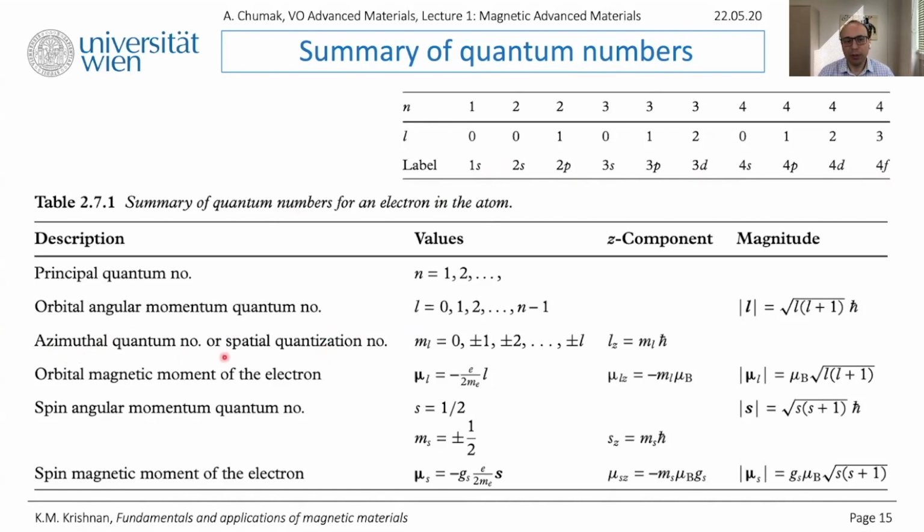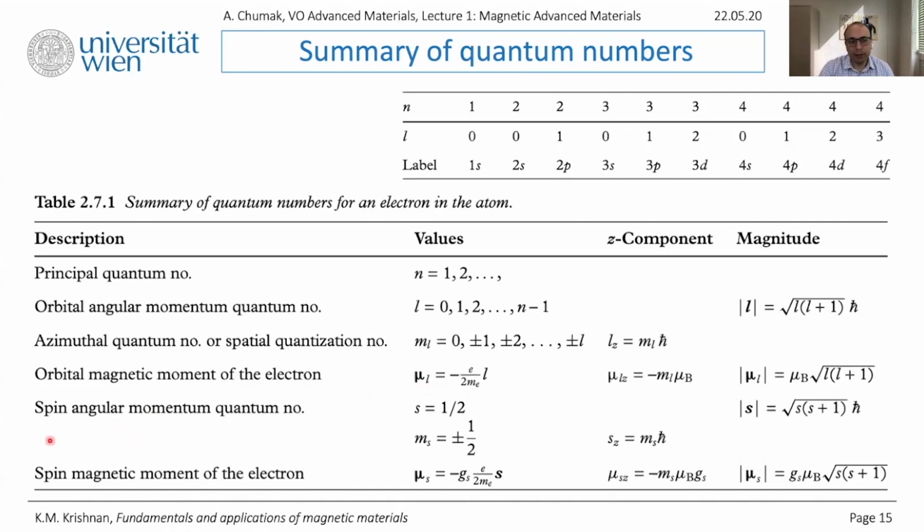And there is the azimuthal quantum number, a special quantization number m_L, which changes from minus to plus values, so 0, plus or minus 1, plus or minus 2, and so on. And as we have shown, there is an orbital magnetic moment associated with orbital motion, which we denote as mu_L.